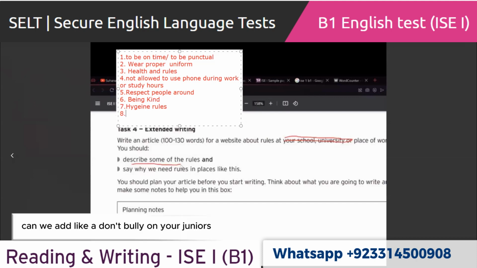Can we add something like don't bully your juniors? This is definitely a good point, being kind to everyone around you, or respecting people around you, that's the same. You may write it that way, not bullying around. It's a good point.